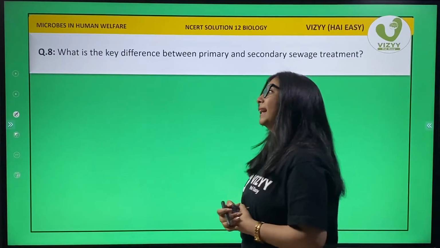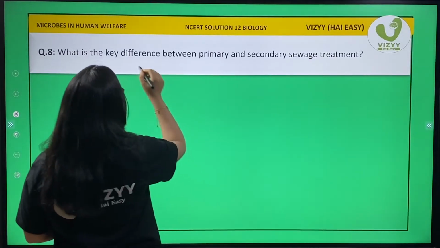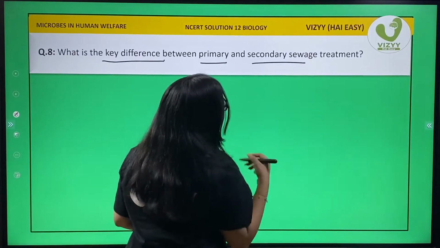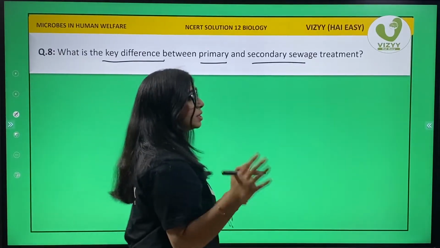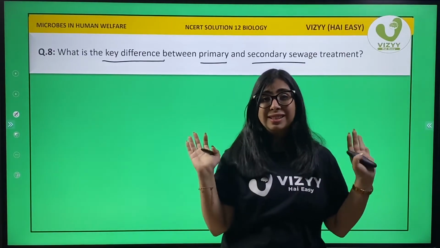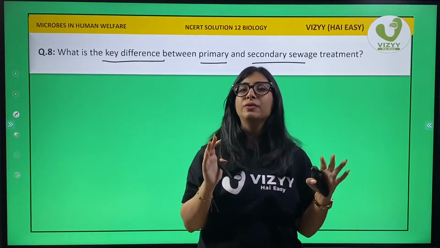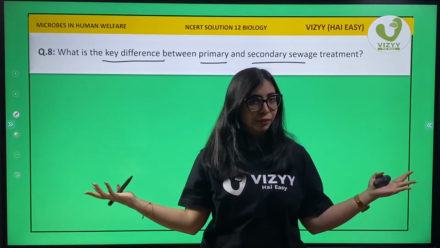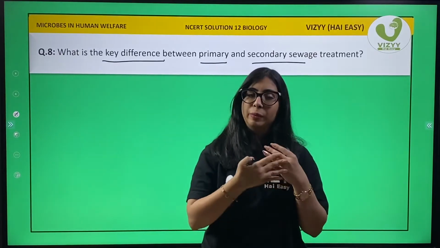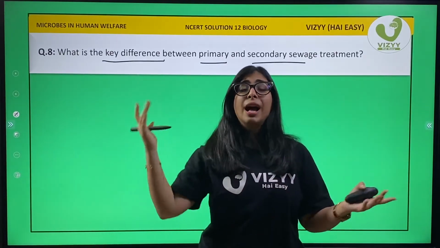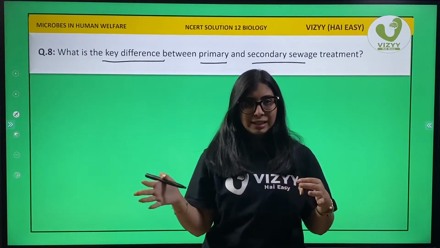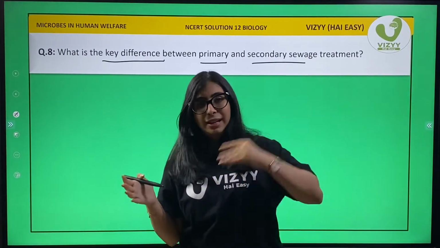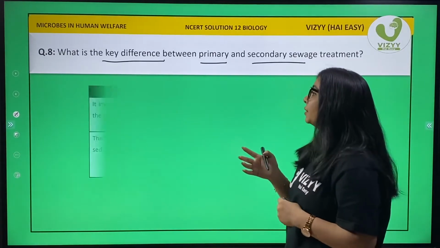Question number 8. What is the key difference between primary and secondary sewage treatment? Okay, so this is what again, students? This is a difference, and we'll do it in two ways. One, the classical way of writing a difference, and two, we will categorize it. As we categorize, we'll have categories: primary waste and secondary waste. Let's start with the classical manner first.